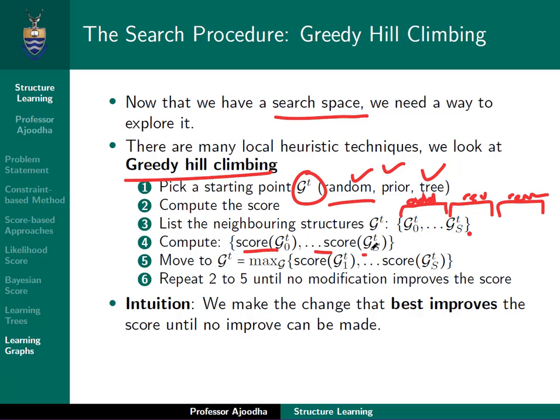So after you pick all of the scores, you look through all of your scores, you find the maximum one, and then you move to the G of T that maximizes the score. Okay, so this will be T plus 1. So you move to the G of T plus 1 that maximizes the score. And then you repeat steps 2 to 5 until you can't improve the score anymore, until any change will decrease the likelihood. So the intuition behind this greedy hill climbing approach is that we make a change that best improves the score until no more improvement can be made.